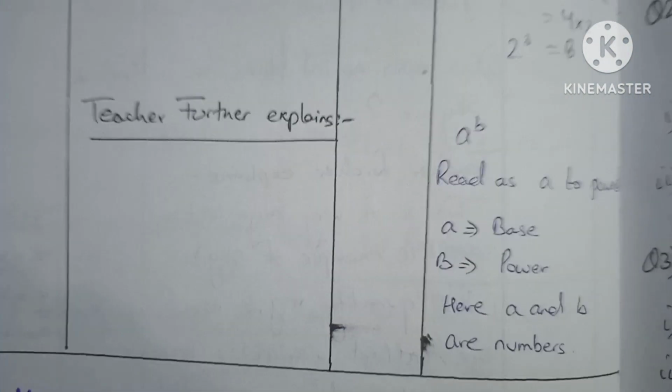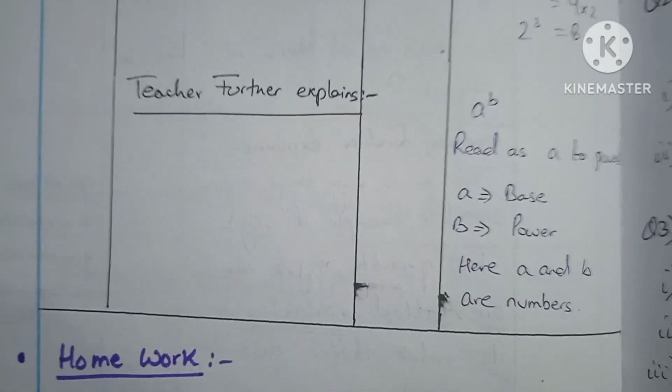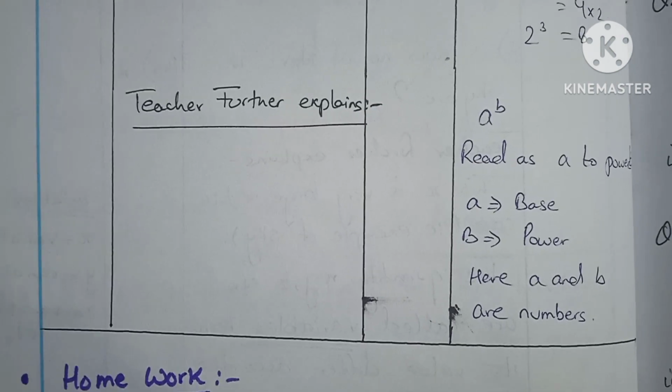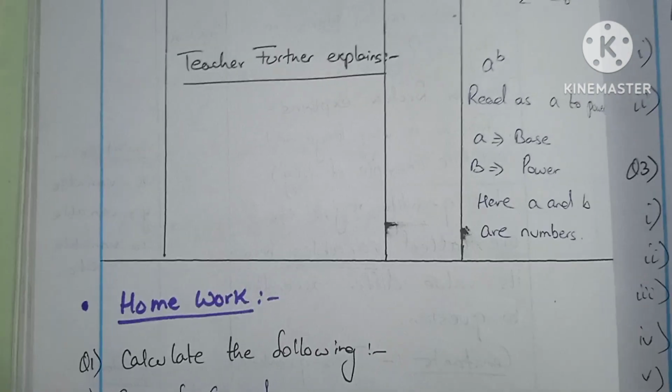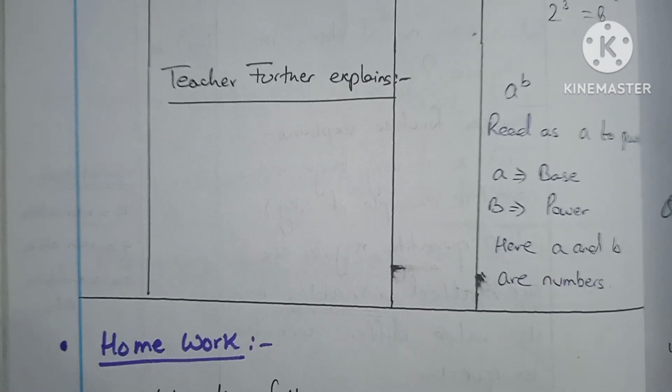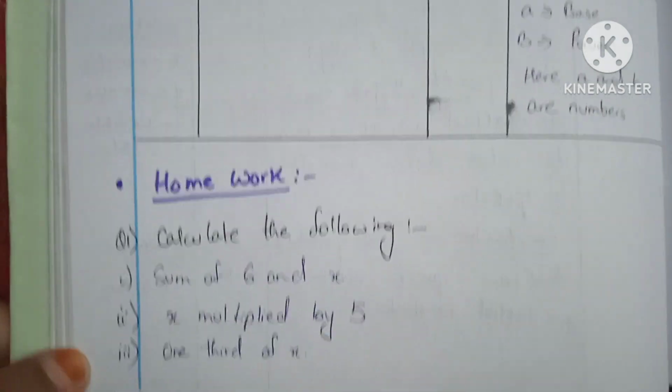That is 8. Further, the teacher writes a to the power b, reads it and then explains that a is base over here, b is power over here. So this lesson ends over here. This is basically a lesson plan for class 6.